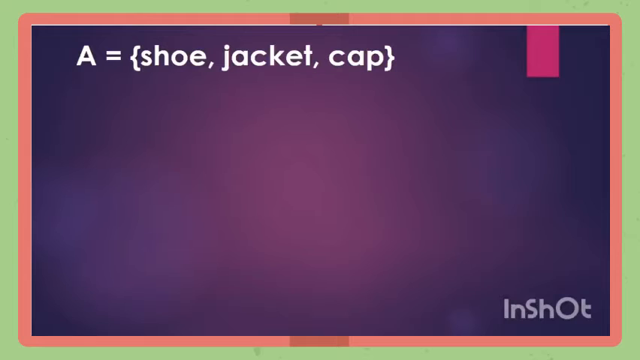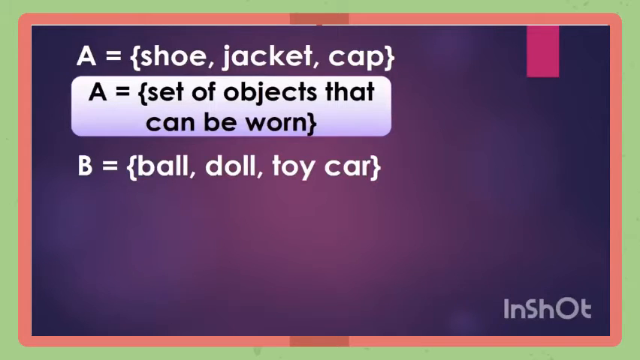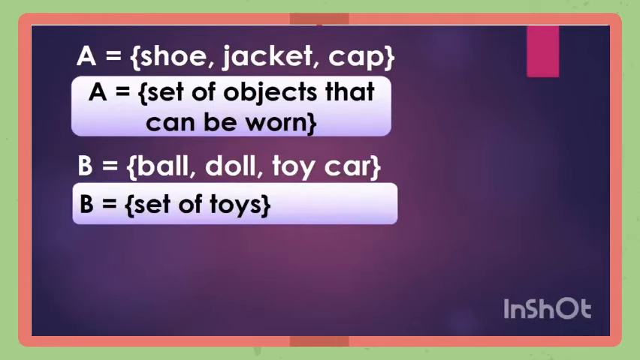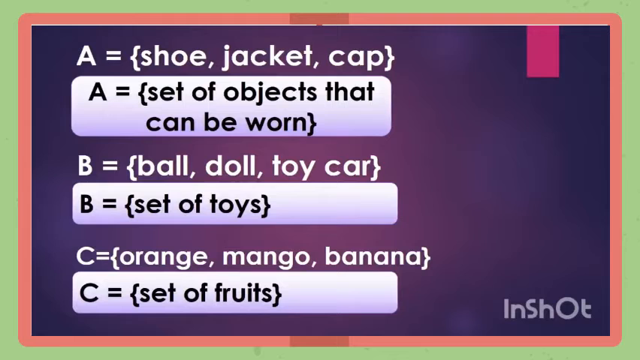Okay, so for group A, we have shoe, jacket, and cup. Bakit sila yung magkakasama? Because group A are set of objects that can be worn. So, ito yung sagot sa tanong natin kanina kung bakit hindi natin pwedeng isama yung mango, yung toy car, because group A are all objects that can be worn. Next, for group B, we have ball, doll, and toy car. Bakit kaya sila ang magkakasama? Because group B is a set of toys. And then for group C, this is a set of fruits.